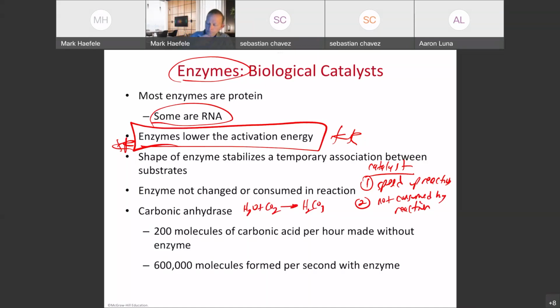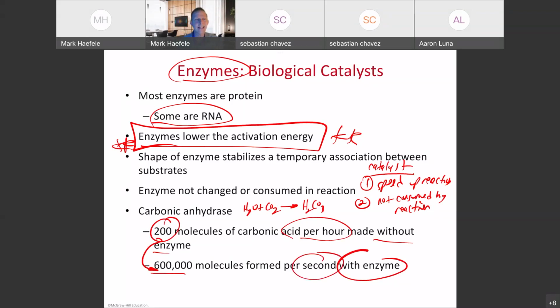Well, let's take a look at it without the enzyme. If you have water and carbon dioxide together without carbonic anhydrase, what you're talking about on a per hour level is about 200 molecules of carbonic acid production. It's not very much. Now, if you add the enzyme, then all of a sudden you've gone from 200 to now 600,000 molecules of carbonic acid being made, not per hour, but per second.